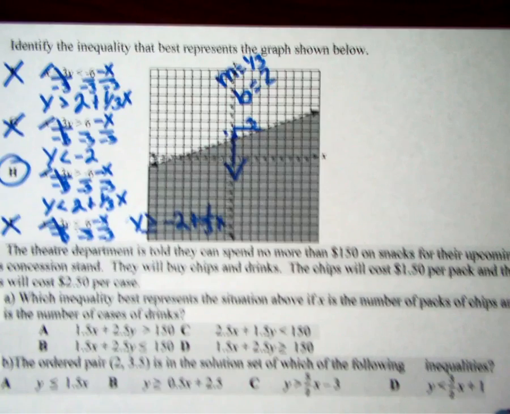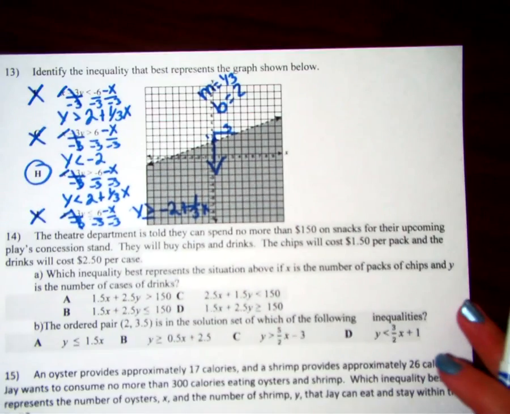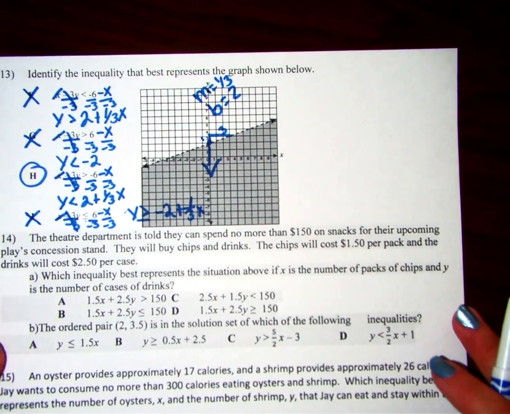Okay, let's look at number 14. Mine's a little bit different, the coloring. I know.